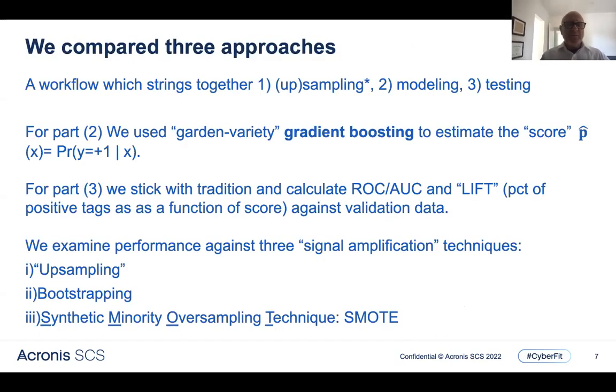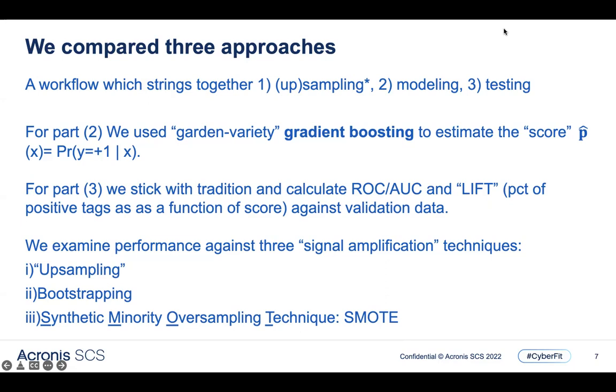We compared 3 approaches, and all 3 approaches consist of a workflow that includes upsampling, the modeling, the classification, which is the statistical model of predicting the probability of a tag +1. And finally, testing. Testing is done against data that the model hasn't seen yet.